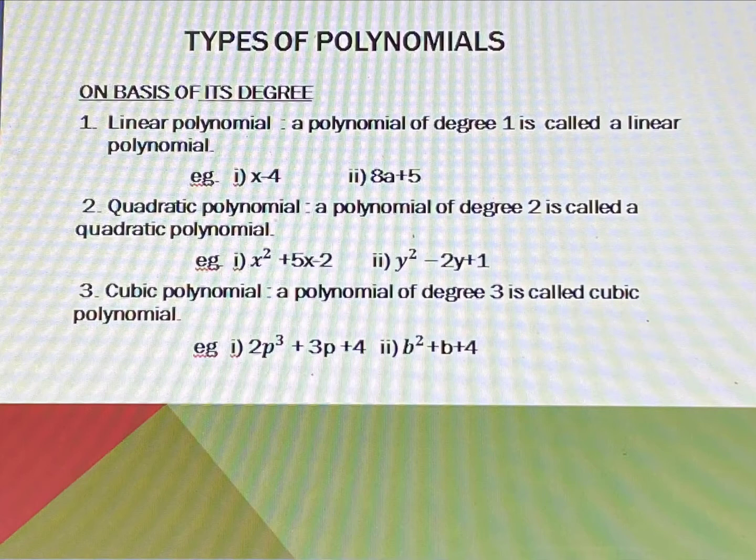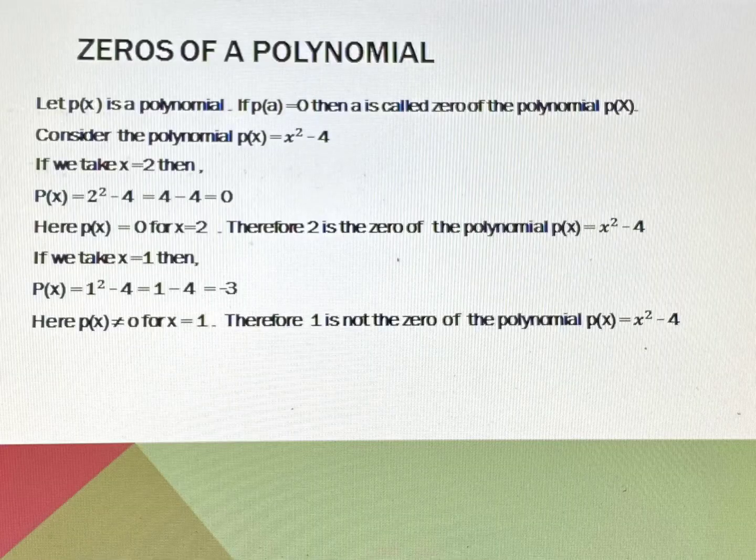Third one is cubic polynomial. A polynomial of degree 3 is called a cubic polynomial. In example, 2p cube plus 3p plus 4. Here you can see that the power of p is 3, therefore it is a cubic polynomial.